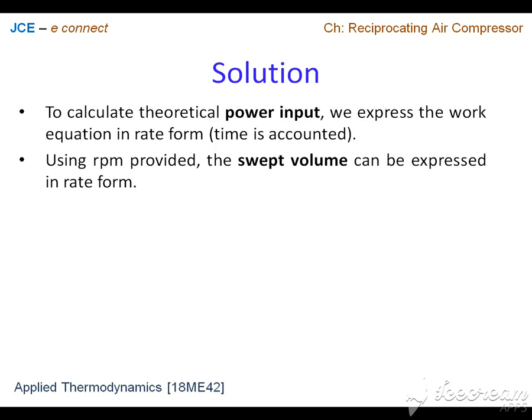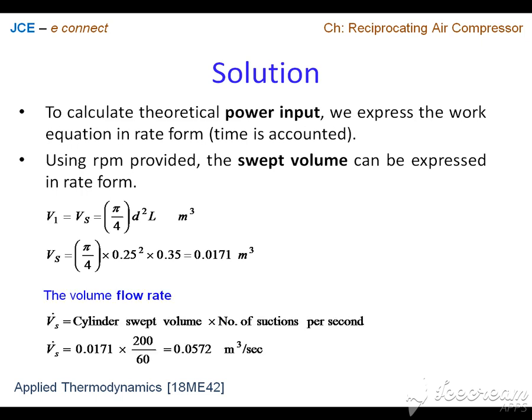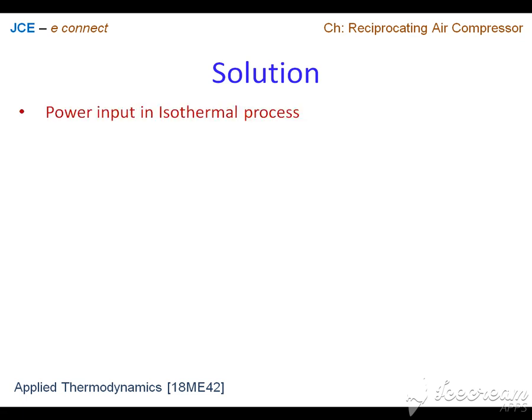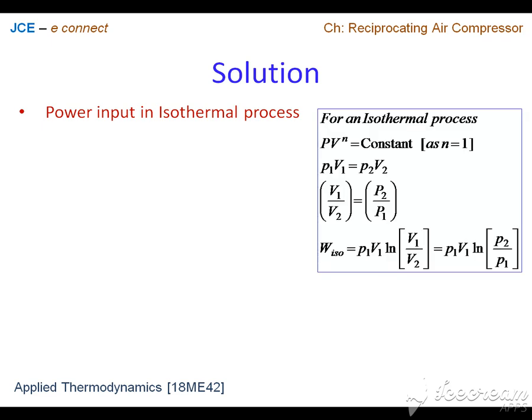Moving on further, to express the work done relation in terms of power input, the swept volume has to be expressed in rate form. Before that, we will first work out the swept volume as shown here, and converting that into rate form, we multiply with the RPM as shown here and we get the swept volume in terms of the rate form. For an isothermal process, we know that general equation PV raised to n is equal to constant, and one can use these ratios V1 by V2 as P2 by P1.